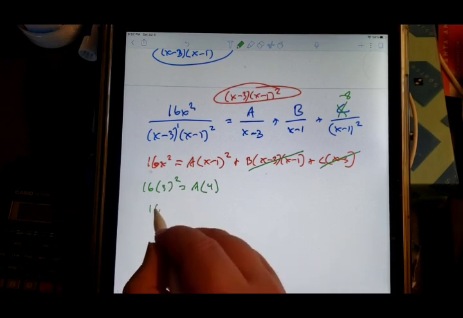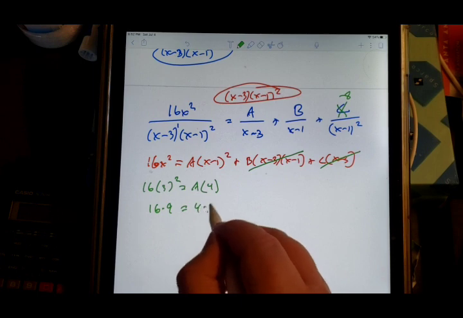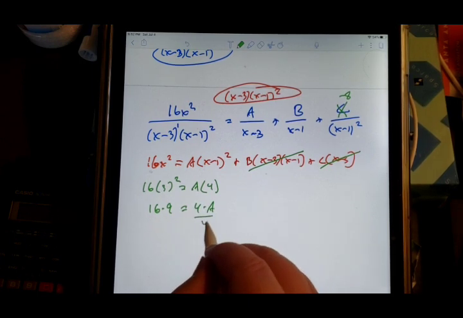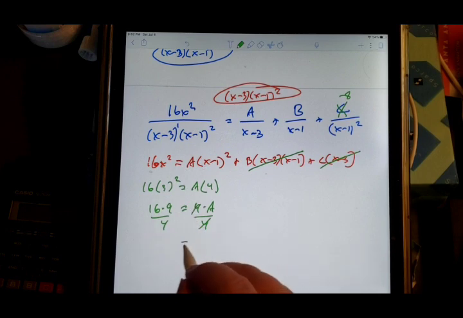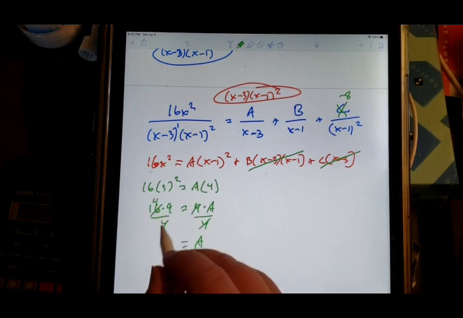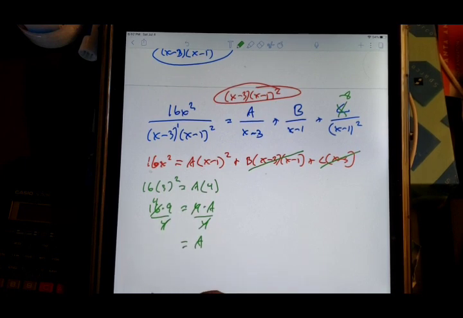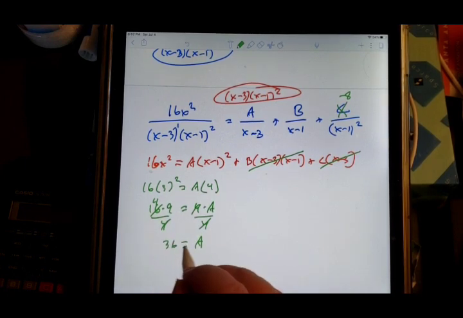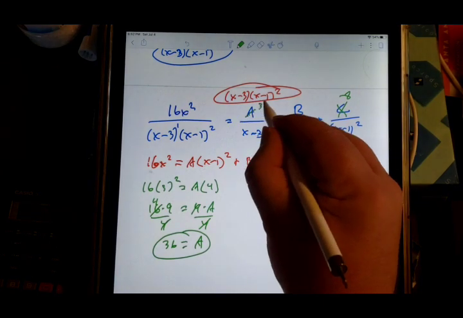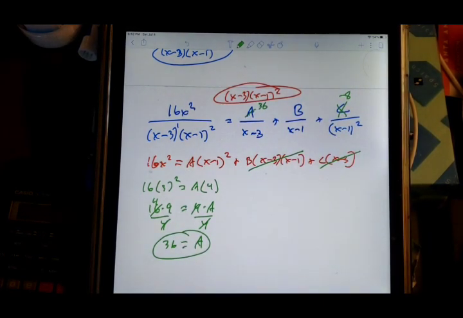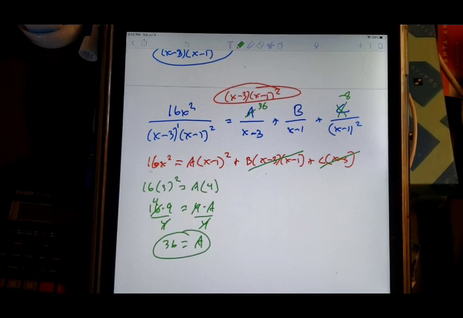So I'm going to get 16 times 9 equals 4a. Let me just leave it that way and divide both sides by 4. I'll get a on this side, and I'll get 4 times 9, or 36 on this side. So a is and has always been 36. So we still need a method to find b. So I don't want you to think that we're completely done with this problem, but this forbidden values method has yet one more thing to teach us.